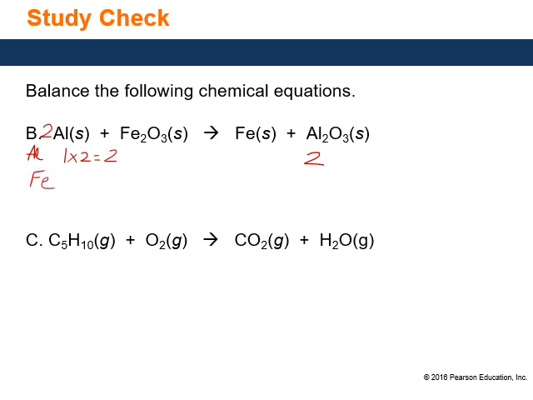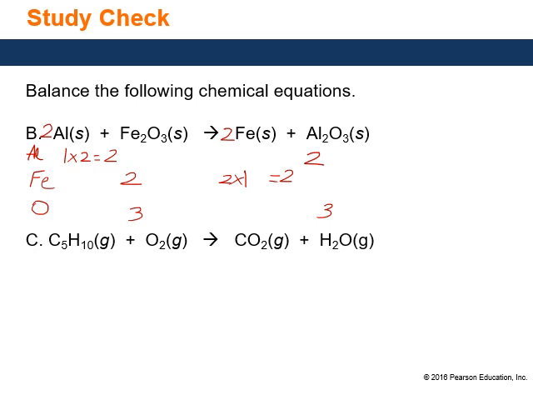Next I have iron. I have 2 iron atoms here and 1 iron atom here, which means I need to make this number equal to 2. So I multiply this by 2, which becomes my coefficient for iron. Next I go to oxygen. I have 3 oxygen atoms here, and I have 3 total oxygen atoms on the right, which means now my chemical reaction is balanced. Okay.